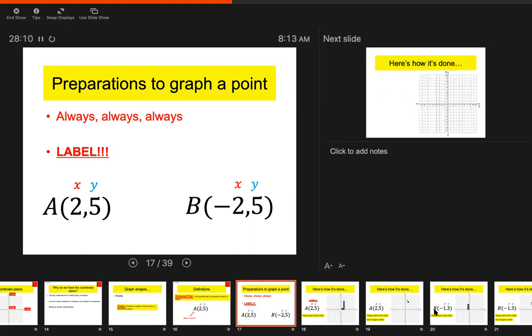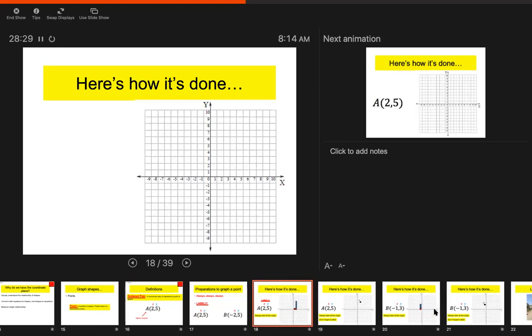Trust me when I say some of you will make mistakes on this. Not the labeling, but you'll forget the label and then you'll do it backwards. And I'll say, why did you do it backwards? You're like, I don't know. I know why. You didn't label it. You didn't look at the label. X is how far you are left and right. Y is how far you are up and down. Labeling is always your first step.